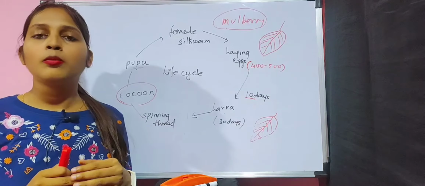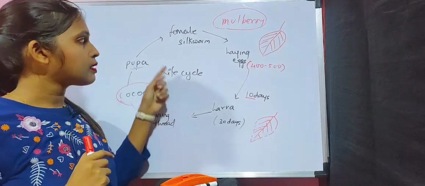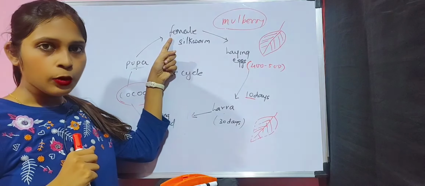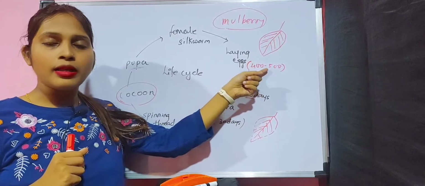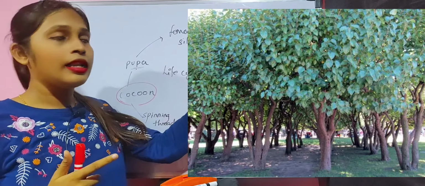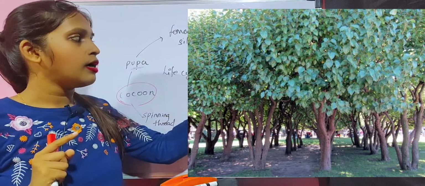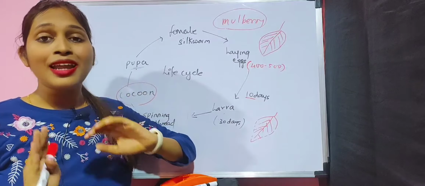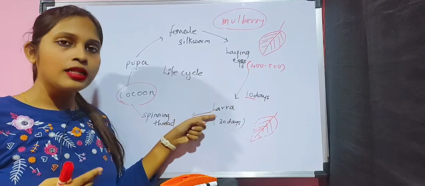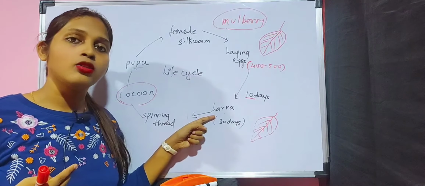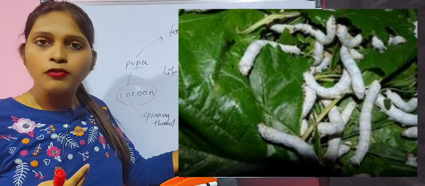To understand it in a better way, we need to understand the life cycle of a silkworm. Let us start. It starts with a female silkworm. The female silkworm lays eggs, around 400 to 500 eggs are laid, on the leaf of a mulberry tree. After that these eggs require 10 days for hatching. After 10 days the eggs hatch to form the next stage, called the larva. Now this larva feeds on the leaf of a mulberry tree.